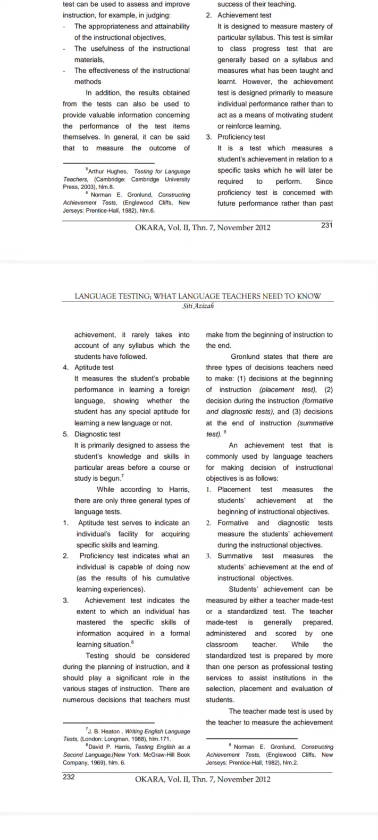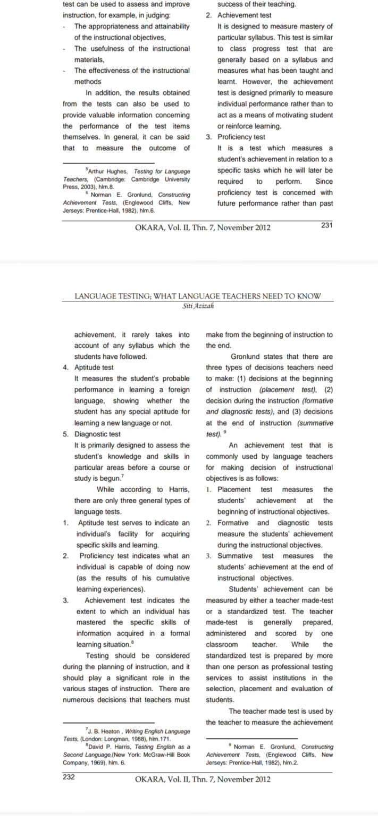Okay, and I want to explain that according to Harris, there are only 3 general types of language tests. For the first is aptitude, the second is proficiency, and the third is achievement test. An aptitude test indicates an individual's facility for acquiring specific skills and learning. The second, a proficiency test, indicates what an individual is capable of doing now. And the third, an achievement test, indicates the extent to which an individual has mastered the specific skills or information acquired in a formal learning situation.